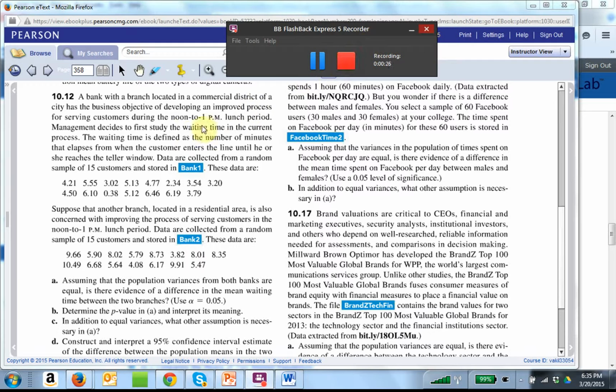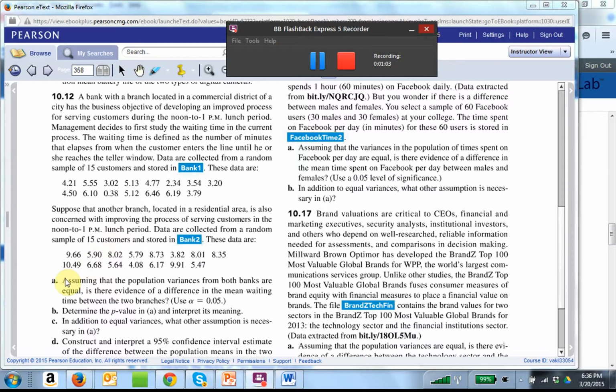When I look at this problem, it's dealing with a bank with branches located in a commercial district. Based on these branches, we take 15 customers as our sample, and we measure the waiting time they needed to wait until they were served. We duplicate the same thing for another branch in the residential area, again with 15 customers selected randomly, and we measure the time they need to wait until they are served.